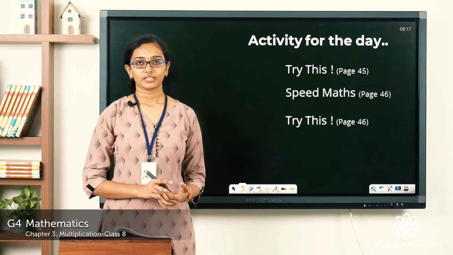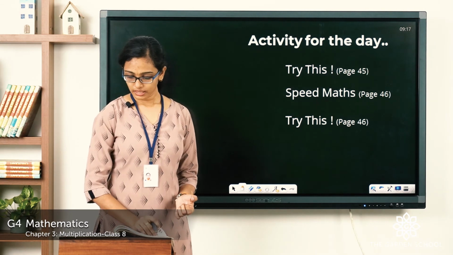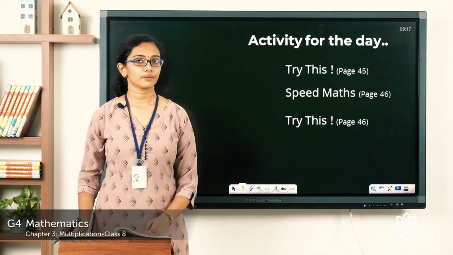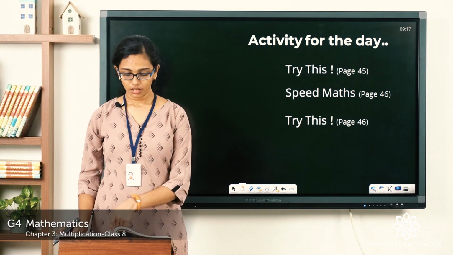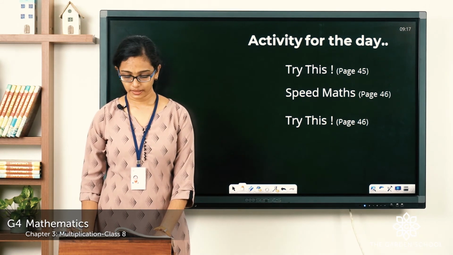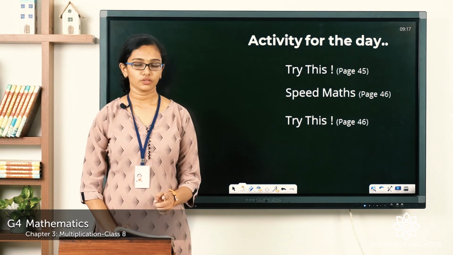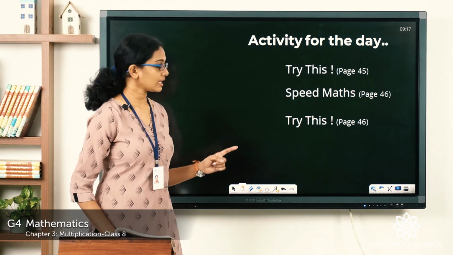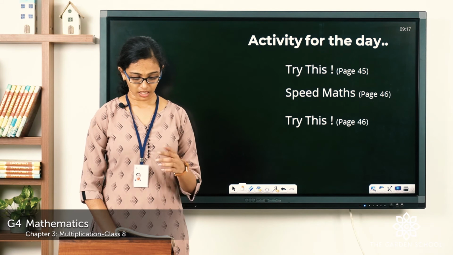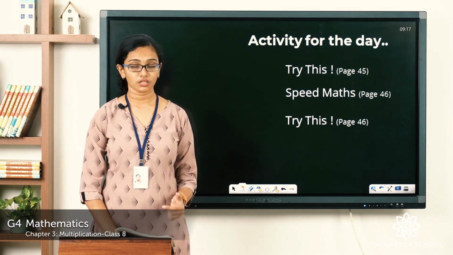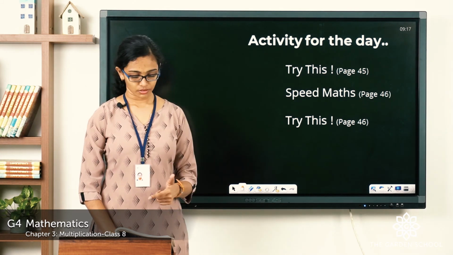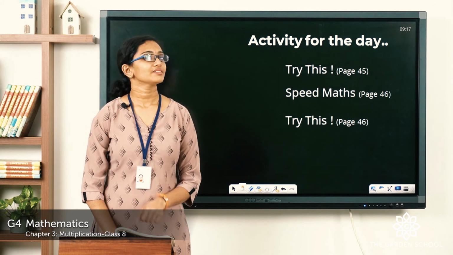Now as an activity for the day, you can see the heading, try this in page number 45. It's just this table with a few multiplications given there. Just complete the table, then turn to page number 46. You can see the heading speed maths there, and right down below this in the same page you can see one more heading, try this. Please go to that also and do accordingly.